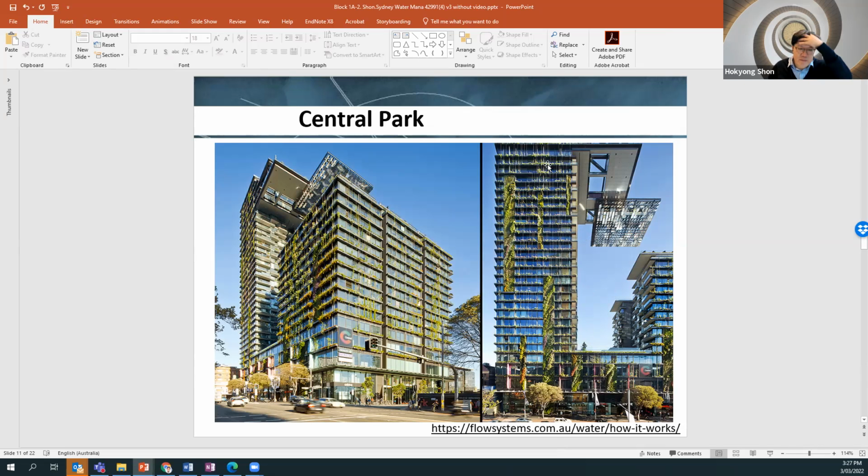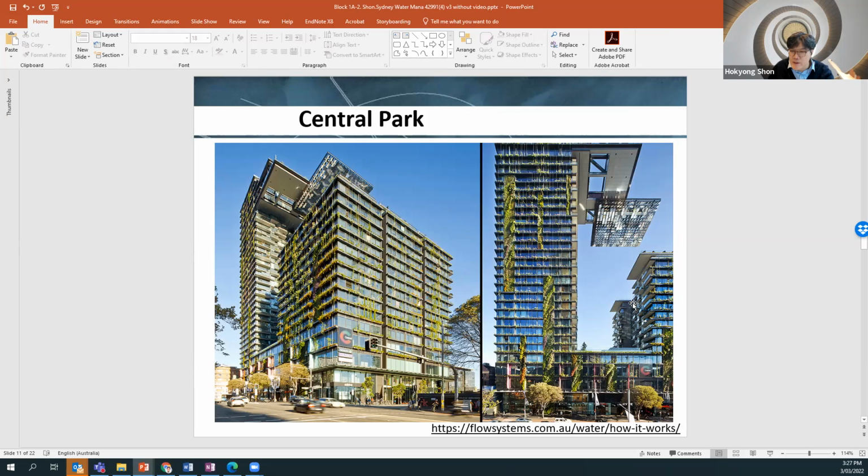And if you live in this apartment, your laundry machine is connected with the recycled water, and also toilet flushing. They try to save water cost, which was around 40 cents cheaper than the normal drinking water pipeline. So you can save your water cost if you live in this apartment.